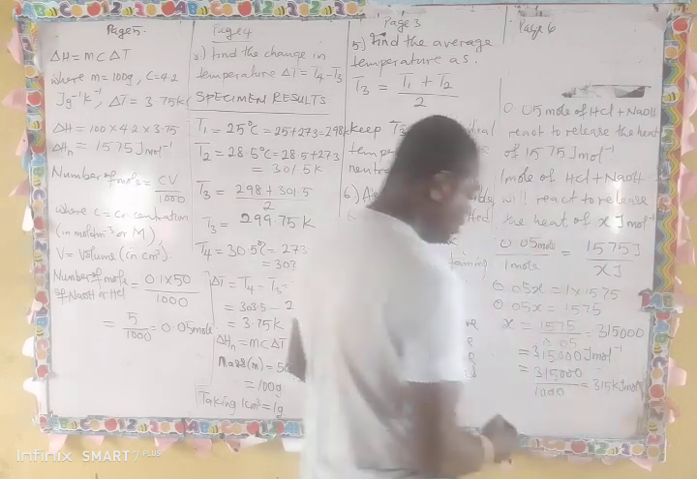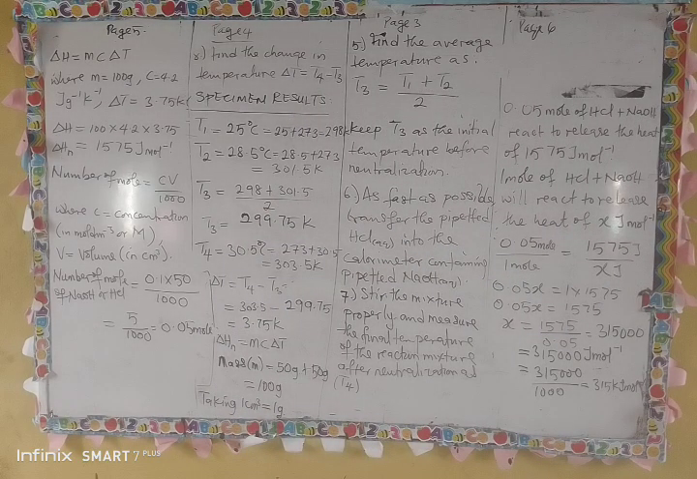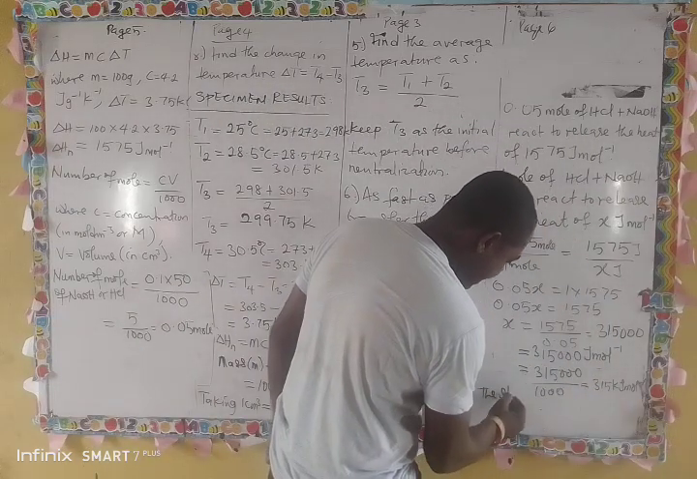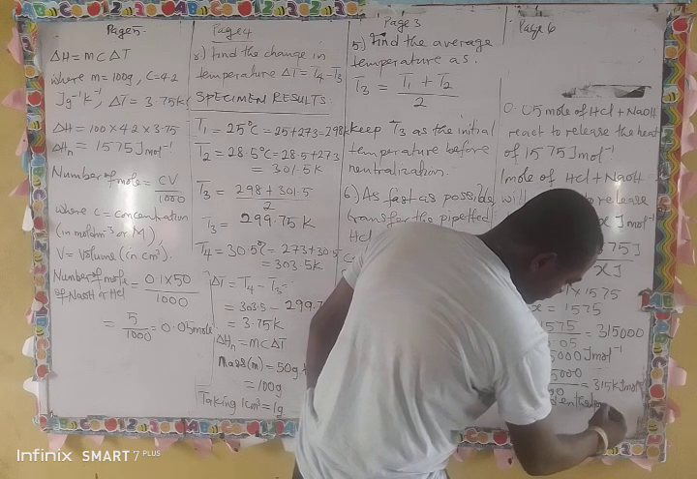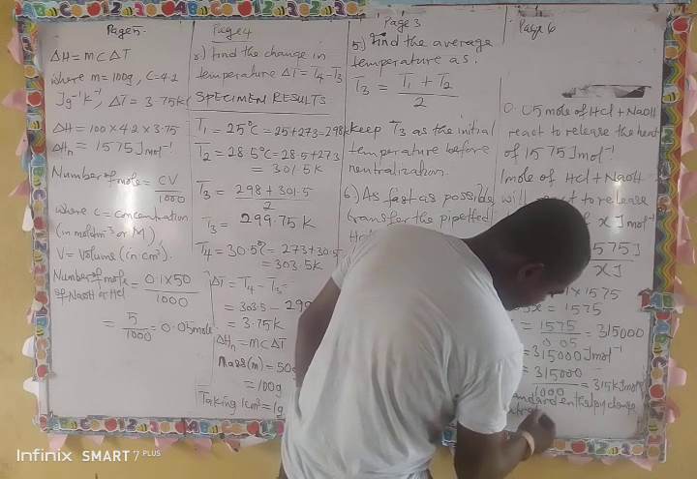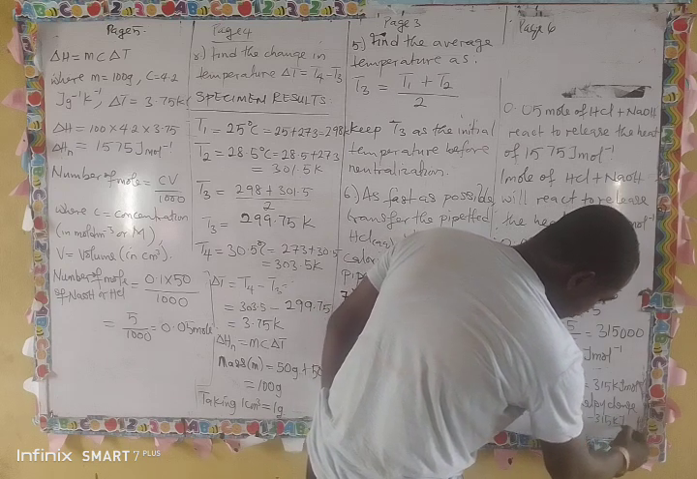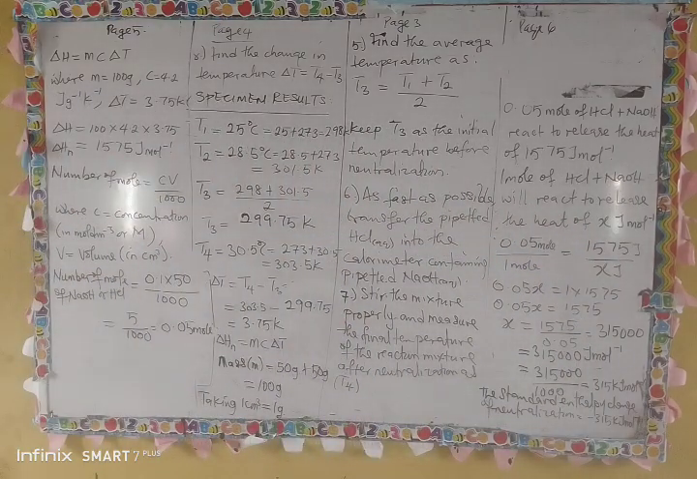Now, please, your answer is like this. But because neutralization is itself an exothermic reaction, you will put the minus by yourself. You now say the standard enthalpy change of neutralization is equal to minus 315 kilojoule per mole. You are putting the minus by yourself. It's not inside the calculation, but it shows that the reaction is exothermic.